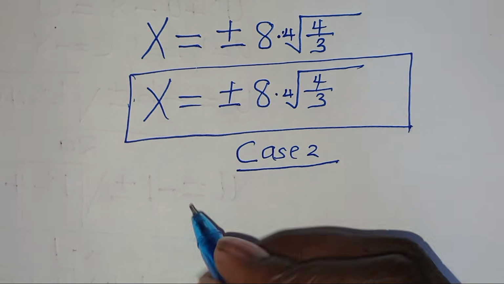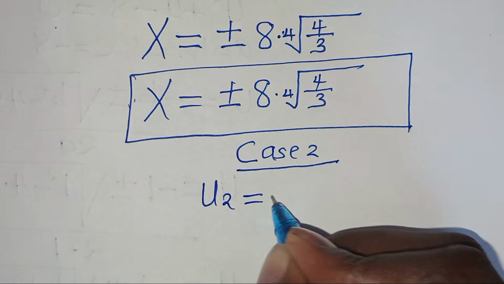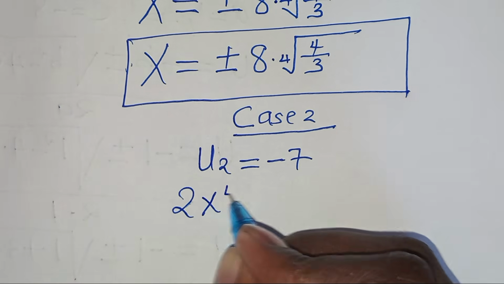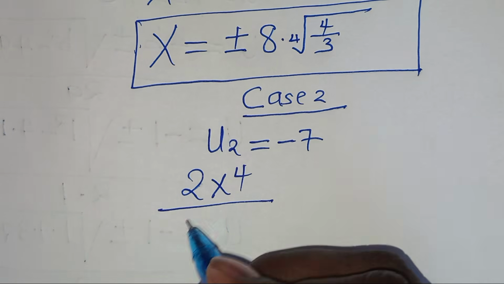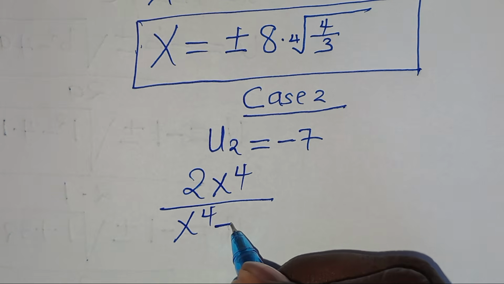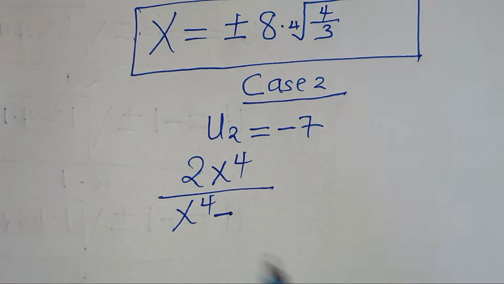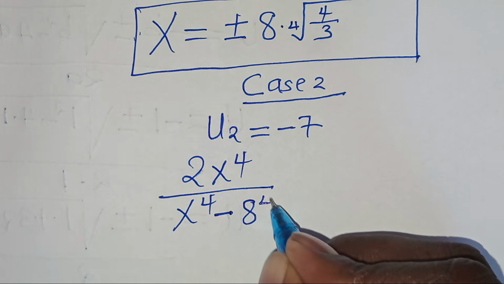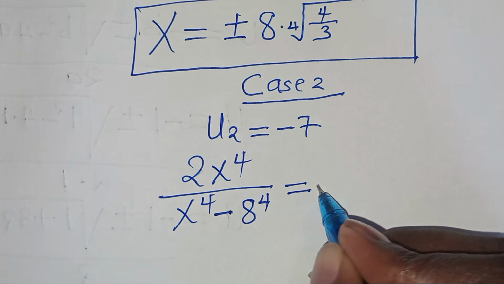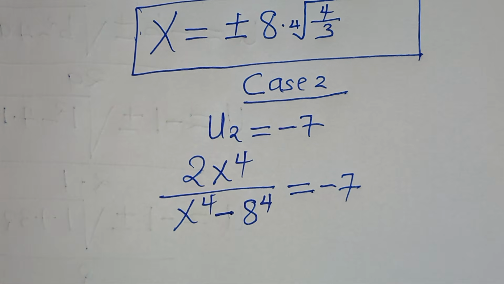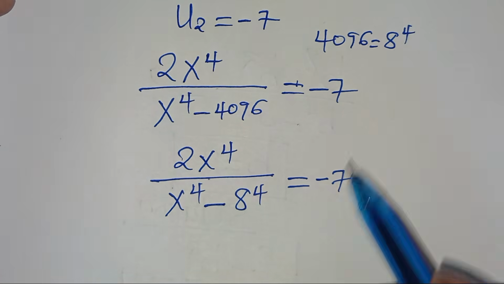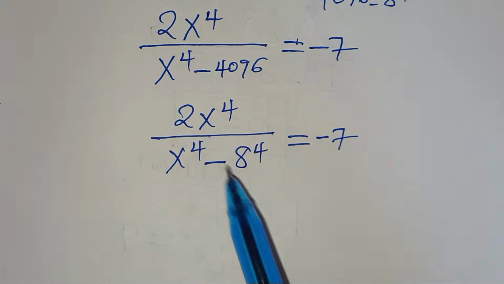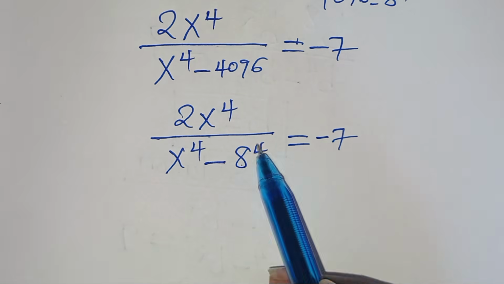Now in case 2, we have the value of u2 is equal to negative 7. So this implies that 2x to the power of 4 divided by x to the power of 4 minus, now we have 8 to the power of 4, is equal to negative 7. So here we have 4096 is the same thing as 8 to the power of 4. So that's why we have x to the power of 4 minus 8 to the power of 4.